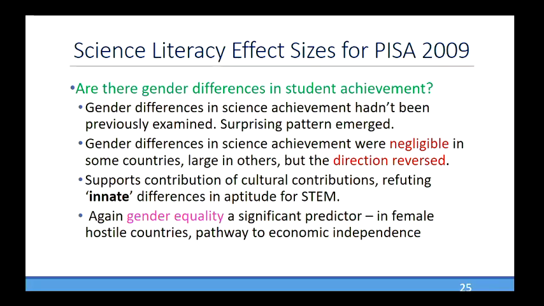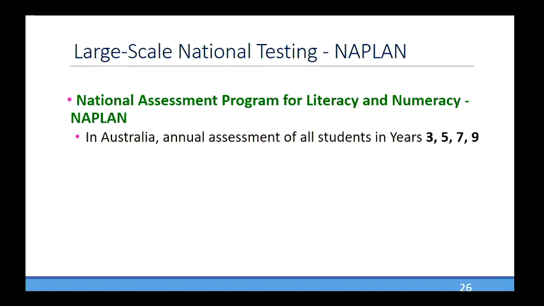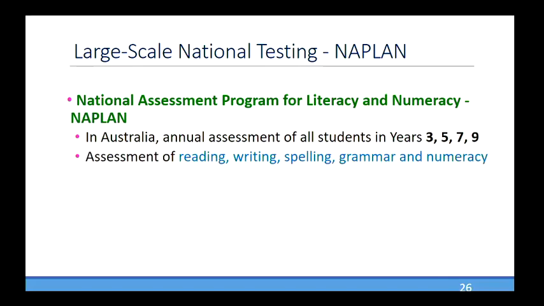I won't name them, but I'm sure you can guess some of them, where economic independence and a science career is the only opportunity for personal independence. Girls do much better than boys. And now the NAPLAN. So in Australia, the annual assessment of students in years 3, 5, 7 and 9. Assessment of reading and writing and spelling and grammar and numeracy. Notice that there's no science there, unfortunately.